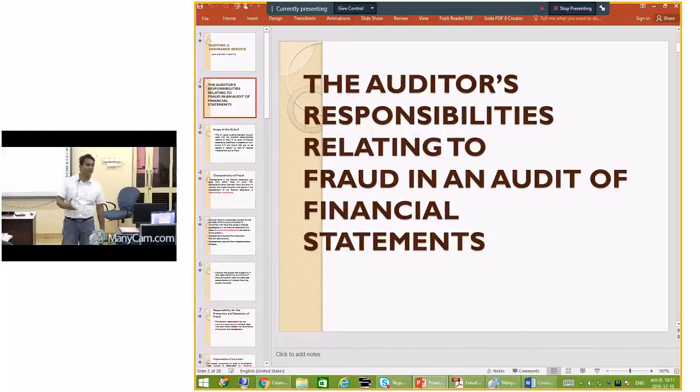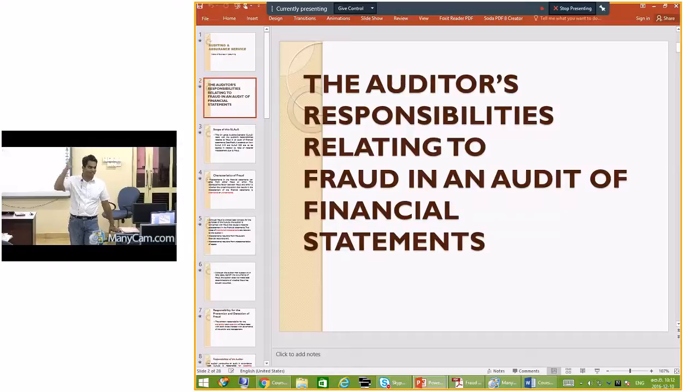Then what will happen? What would be the outcome? The fraud was there, significant fraud was there in the company, but not detected by the auditor. Your outcome is you conclude that the financial statements give a true and fair view. It means your opinion is inappropriate. It's wrong.